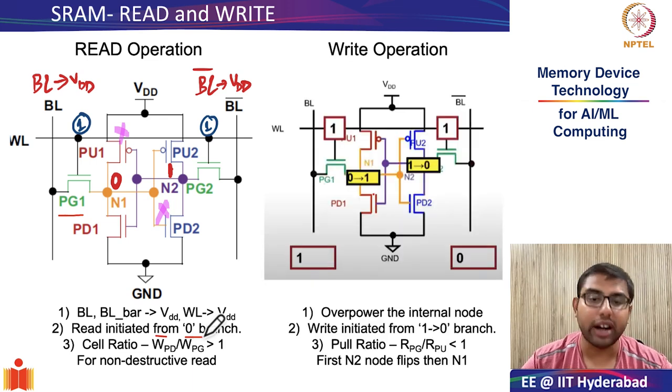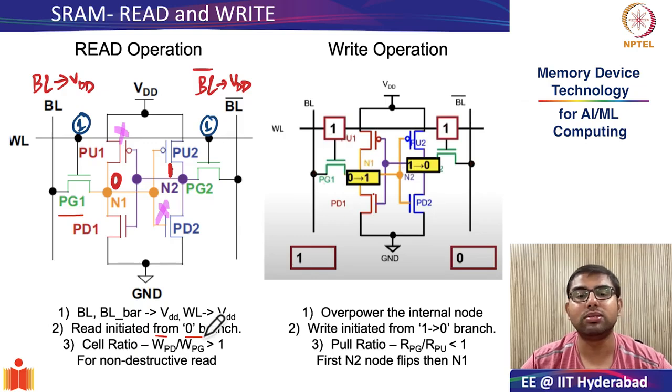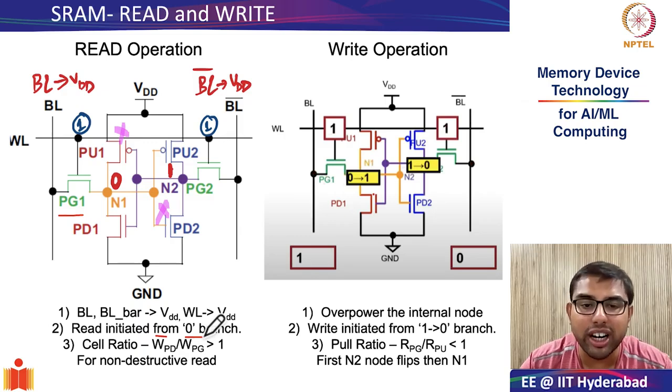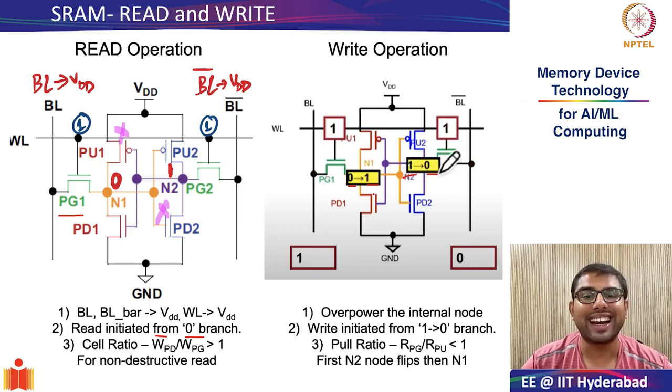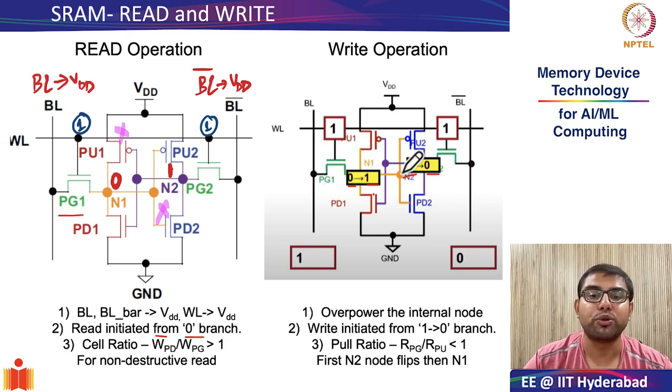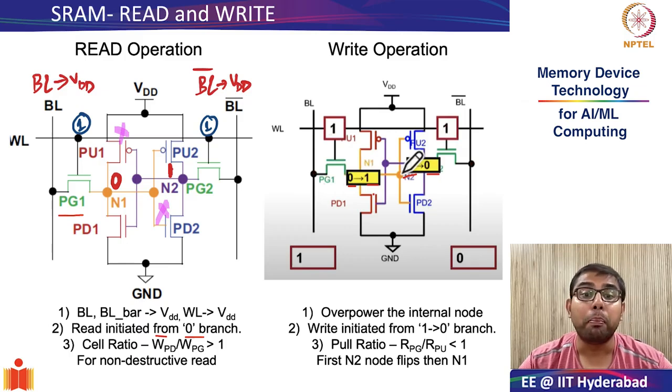Next, moving to the write operation. In the write operation, the principle that we used was to overpower the internal node and try to flip the bit in N1 from 0 to 1 and in N2 from 1 to 0. Opposite to what happened in the read phase, the write phase was initiated from the branch which contained the value 1. So the 1 to 0 transition happens first, and then the 0 to 1 transition happens next. All of this was facilitated by the pull ratio.